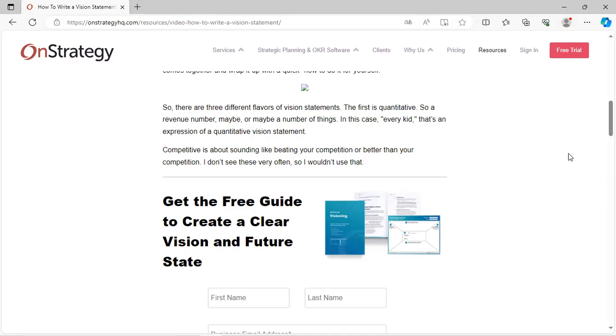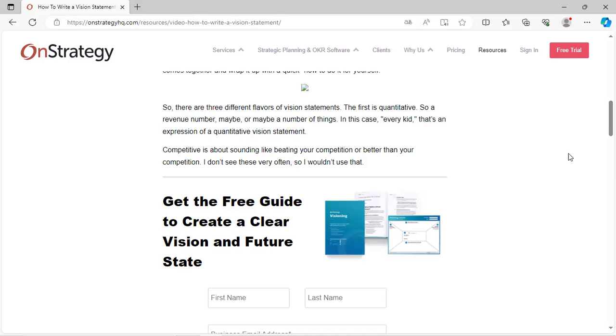All right, competitive is about sounding like beating your competition or better than your competition. I don't see this very often, so I wouldn't use that. She recommends not to use a competitive vision because you're not competing with anybody. You're competing with yourself.